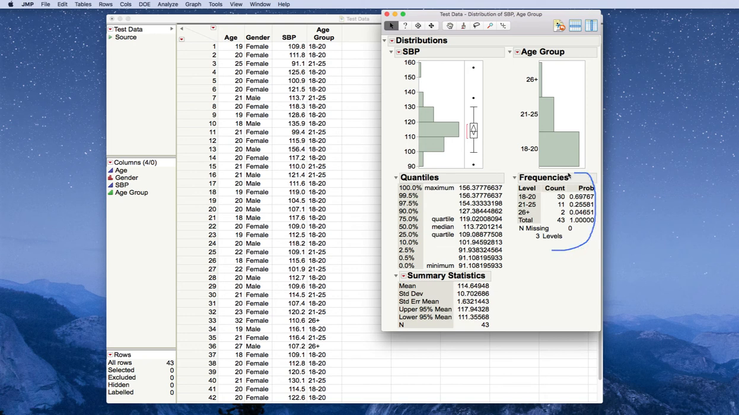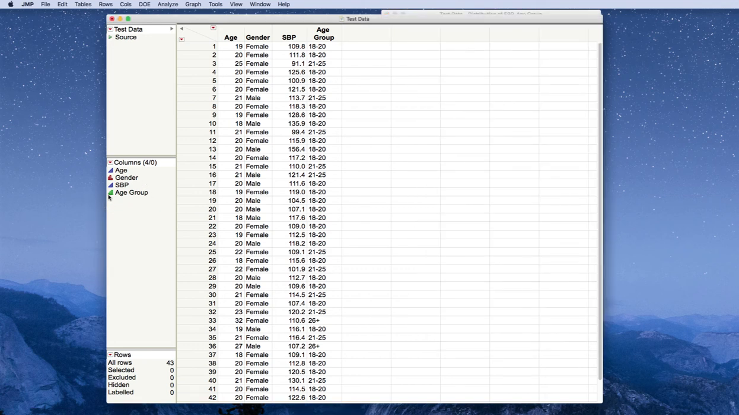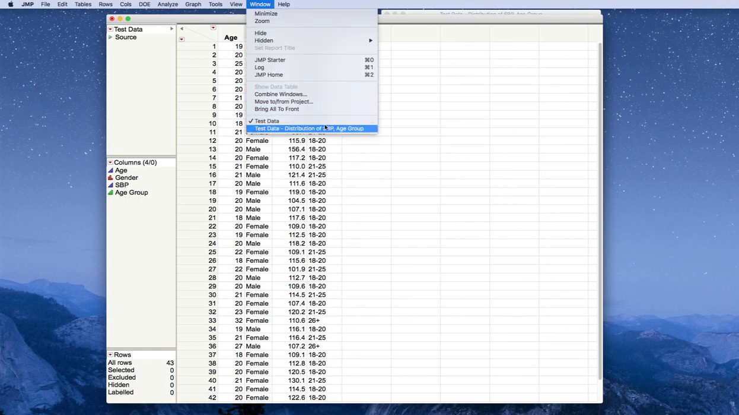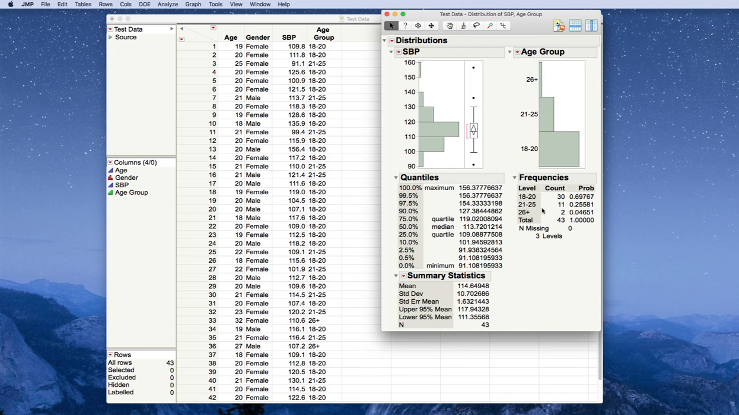If you look at age group here and pay attention to how it is different from age, we have 3 categories now. If you look over here in your data set, age group has a green histogram next to it. So gender had a red histogram. Age group has a green histogram. And that is because age group is an ordinal categorical variable, in that 18 to 20-year-olds are younger than 20 to 25-year-olds, and they are younger than 26 plus. So you can see here 69.8% of our sample is between the ages of 18 to 20. 25.6% of the sample is between 21 and 25, and 4.7% are 26 or older.